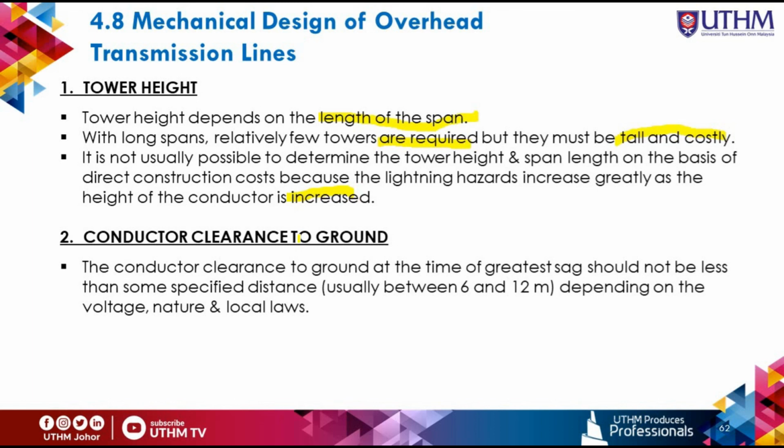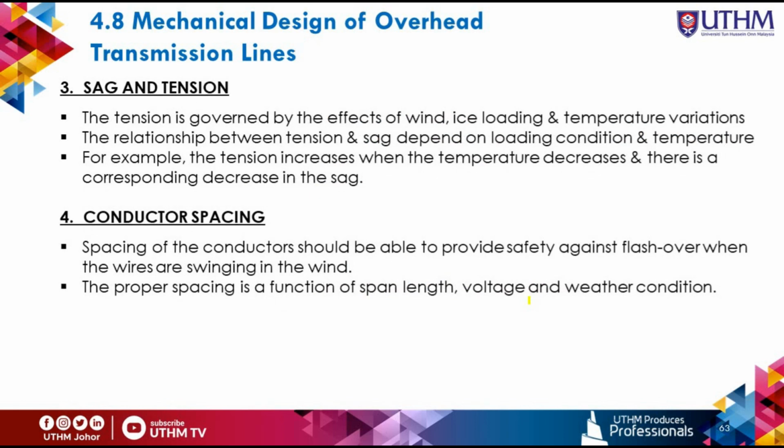Next is the conductor clearance to ground. The conductor clearance to ground at the time of greater sag should not be less than some specified distance, usually between 6 and 12 meters, depending on the voltage, on the nature of the country, and on the local laws. And then sag and tension.